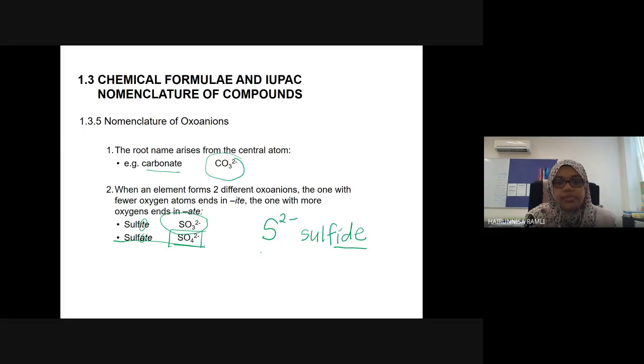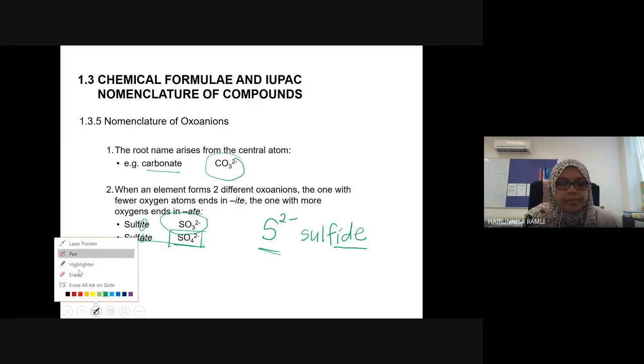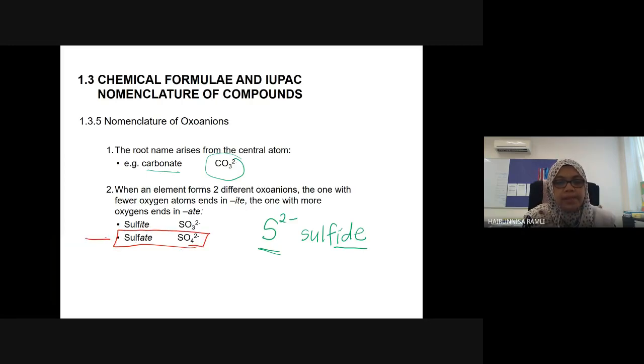Again, I repeat. S without oxygen is sulfide, IDE. And then if you have oxygen, as I mentioned previously, this is your reference, sulfate. This is where I use the table I asked you to use. Remember this, memorize this one. Sulfate, the reference is the ATE. SO4 2 minus. If you remove one oxygen, the name will become ITE. And you can see the charge is still similar, negative 2. So this will become ITE.